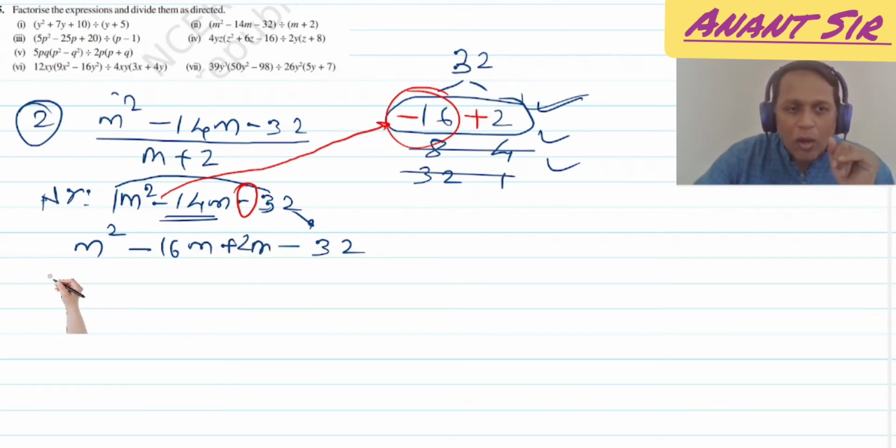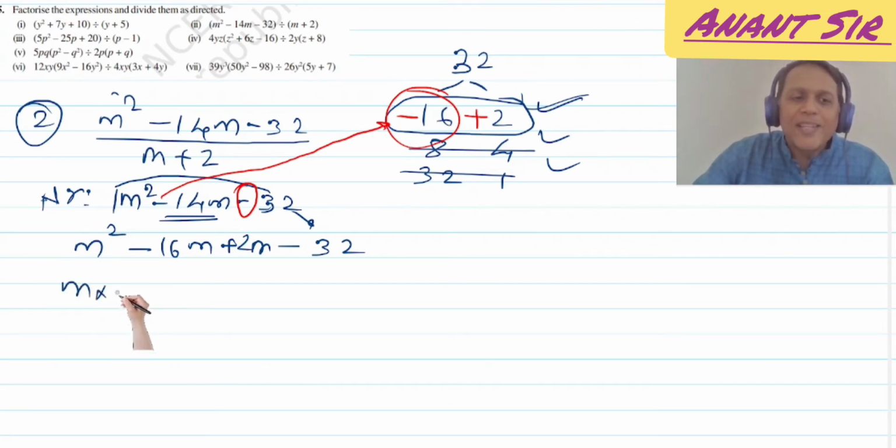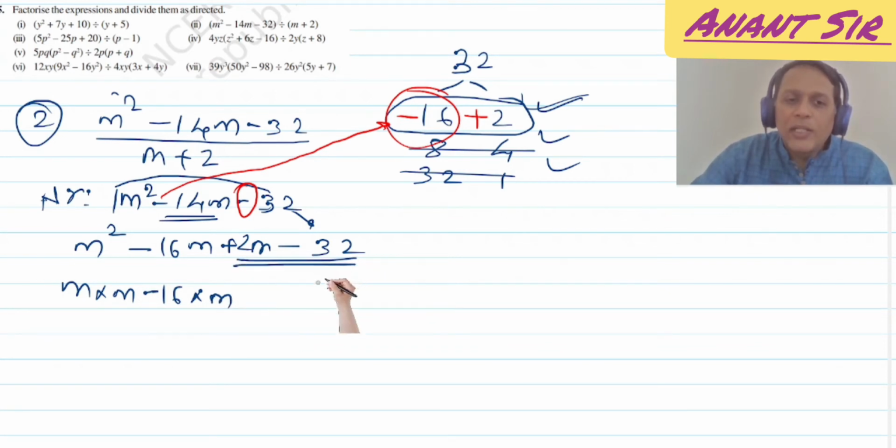Now we just have to take common. First term I will write as m into m, 16m as 16 into m. Then the 2m and 32, I am going to write as 2 into m and 32 as 2 into 16.